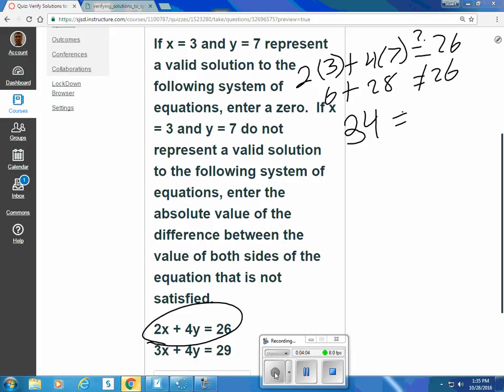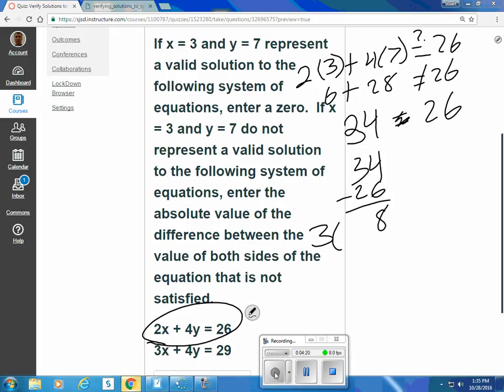And compare that to 26. So we say 34 minus 26, the difference is 8. So we will enter an 8 as the difference. We can go ahead and check the other one as well.